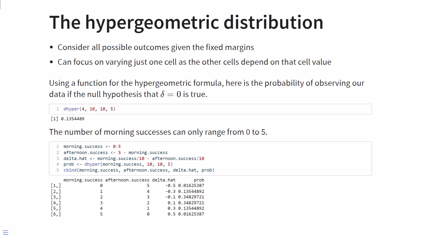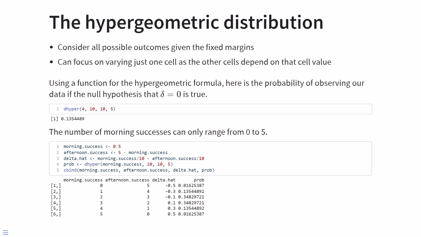Now let's take a look at how we can use the hypergeometric formula to create a hypergeometric distribution. Consider all possible outcomes given the fixed margins. In order to do that, you only need to focus on one cell. That is, we only have 1 degree of freedom.